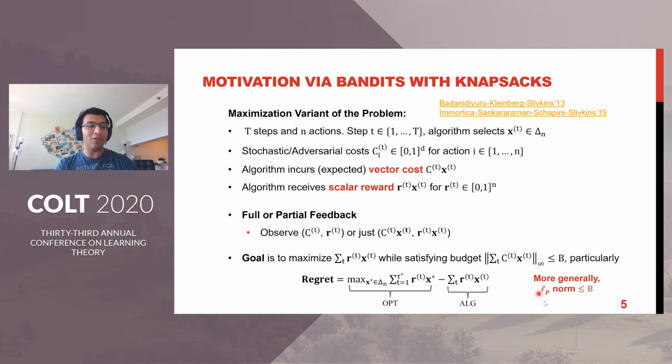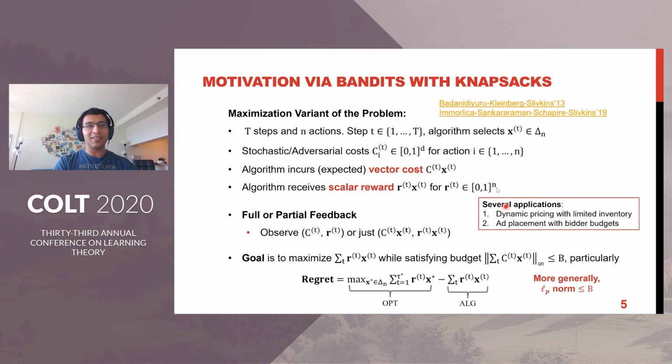And in this paper, we also defined an LP variant of this problem, where you want to satisfy this budget constraint not as L infinity norm less than or equal to B, but L_p norm less than or equal to B. Good. And the problem, bandits with knapsacks, is interesting just because it has many applications, like dynamic pricing as well as ad placements with budgets.